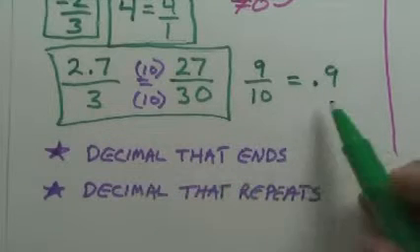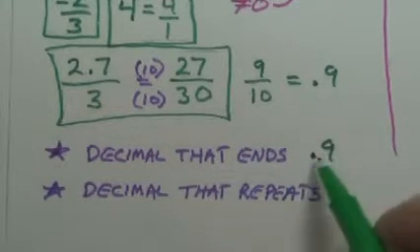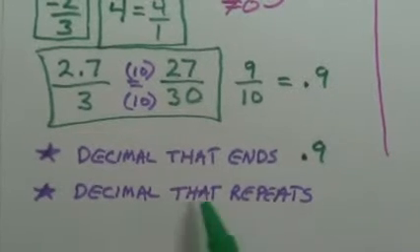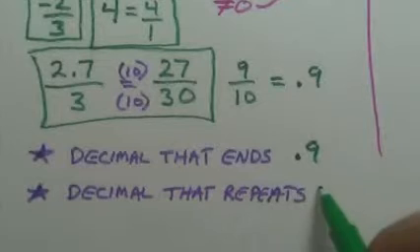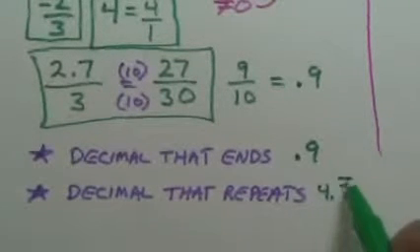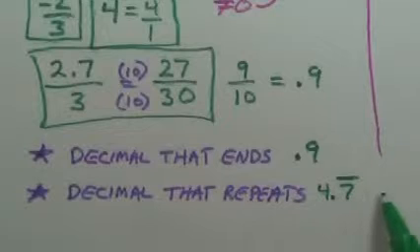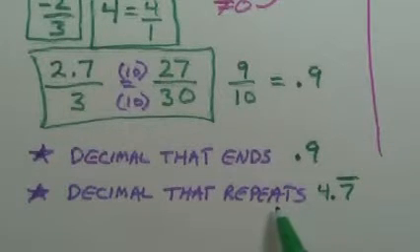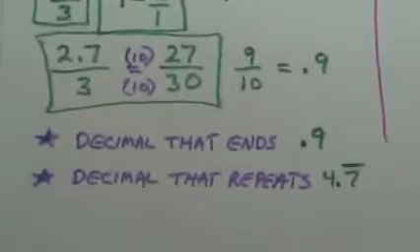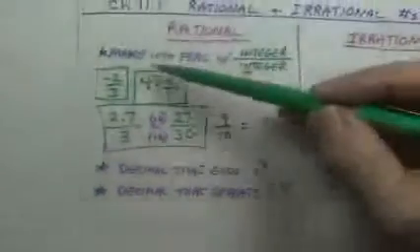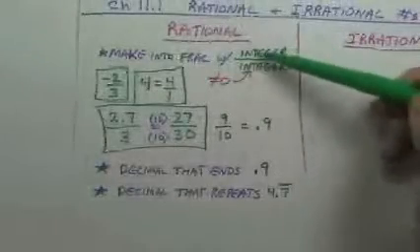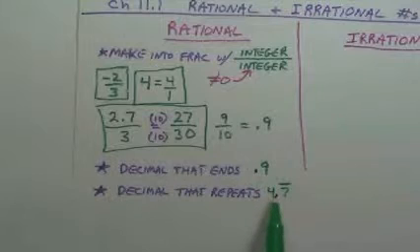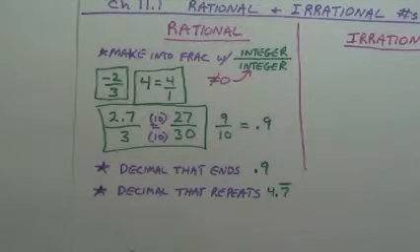So for example, a decimal that ends, well, 0.9. See that? It ends. It stops. It doesn't keep going on. A decimal that repeats might be something like 4.7 with a bar over it. See, that repeats itself. This is also considered rational. So if you can make it into a fraction with integer over an integer, or if it's a decimal that ends, or it's a decimal that repeats, this is known as rational.